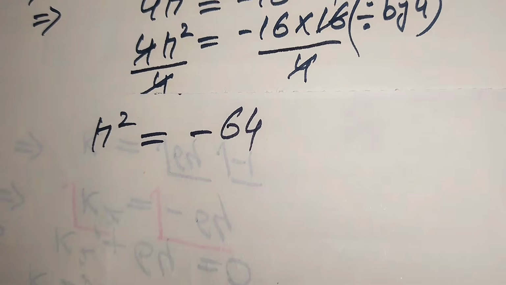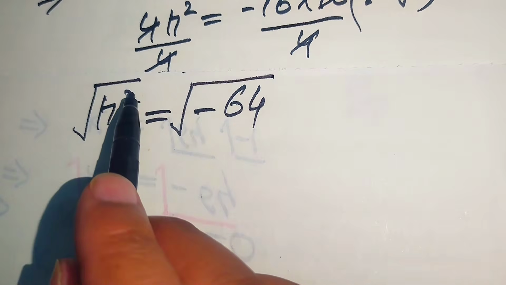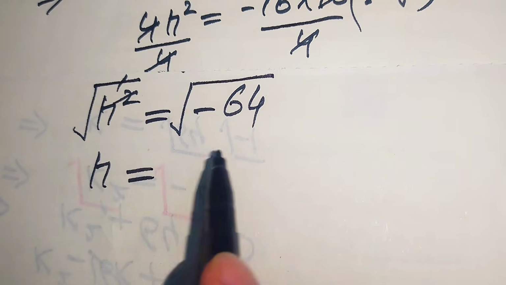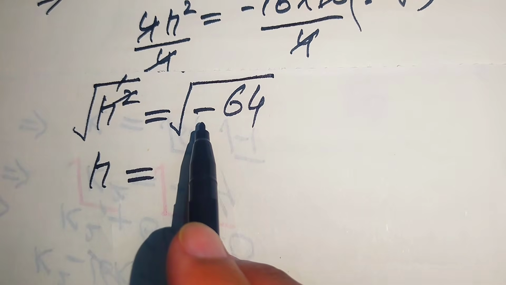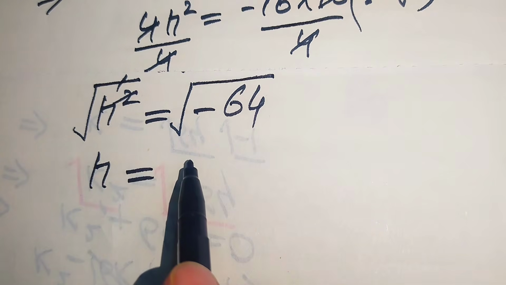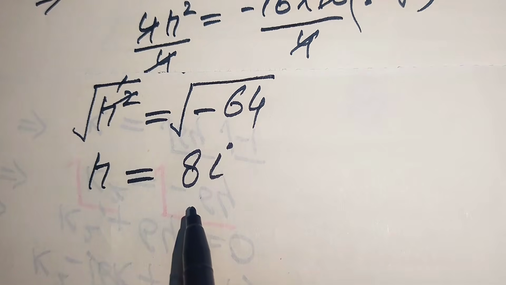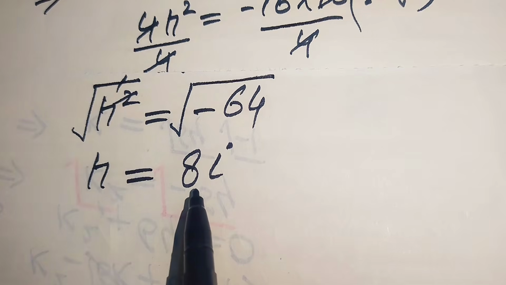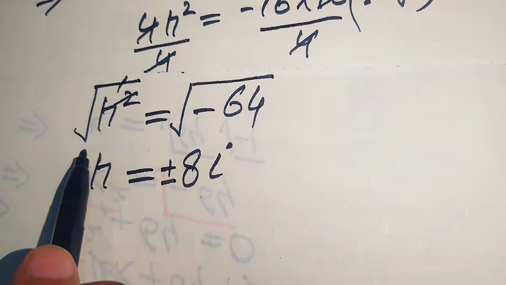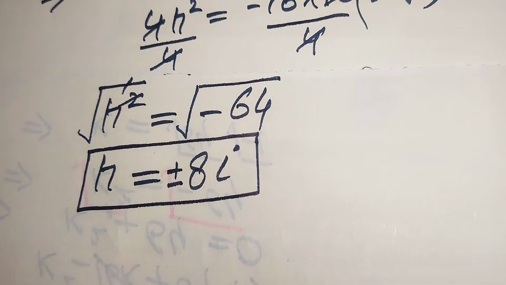Now our target is to find the values of h. So for this we apply square root on both of the sides. The 2 and the square root are gone, and we get h is equal to the square root of negative 64, which is written as the square root of 64 becomes 8, and the square root of minus 1 becomes iota. When we apply square root on both of the sides, we write a plus minus sign on any one of the sides. So you see that these are the two complex roots of the given equation.